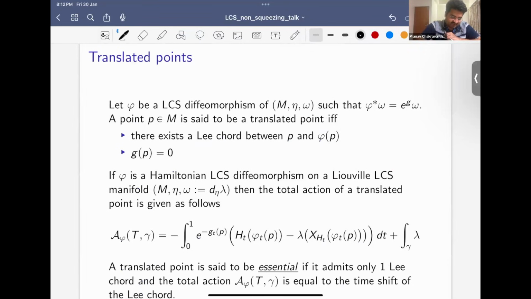So here's another definition that is motivated by the constructions in contact geometry. Suppose I have an LCS diffeomorphism φ that pulls back my LCS structure to a multiple of it by a function e to the g. Then a point P is said to be a translated point if there exists a Lie chord between P and φ of P. And I also want the conformal factor g to vanish at the point P.